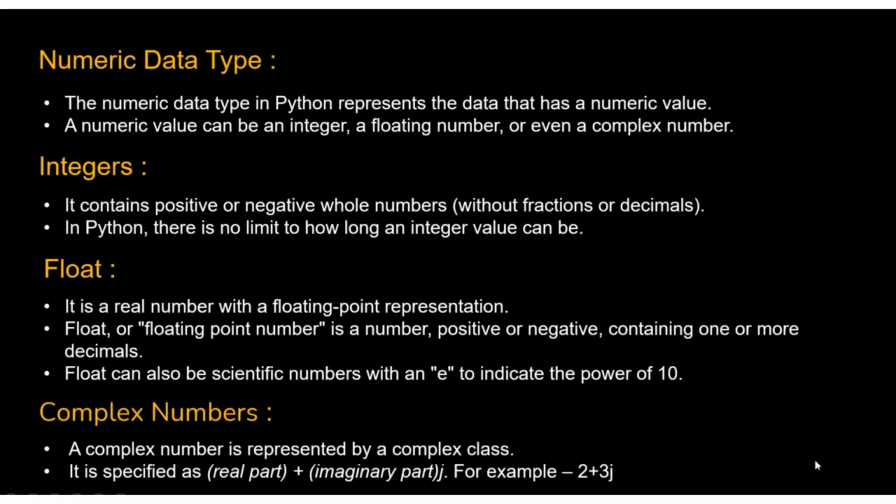First, we can discuss the numeric data type. The numeric data type in Python represents data that has a numeric value. A numeric value can be an integer, a floating number or even a complex number. These values are defined as int, float and complex classes in Python. The integer data type is represented with the help of the int class while writing a program.